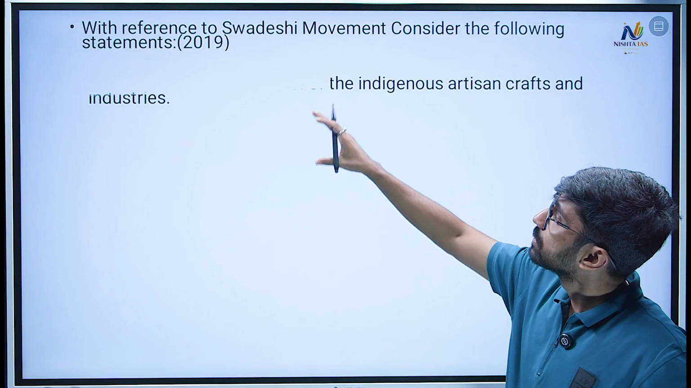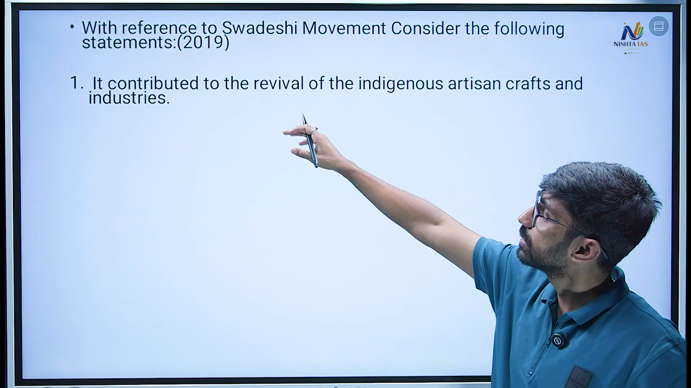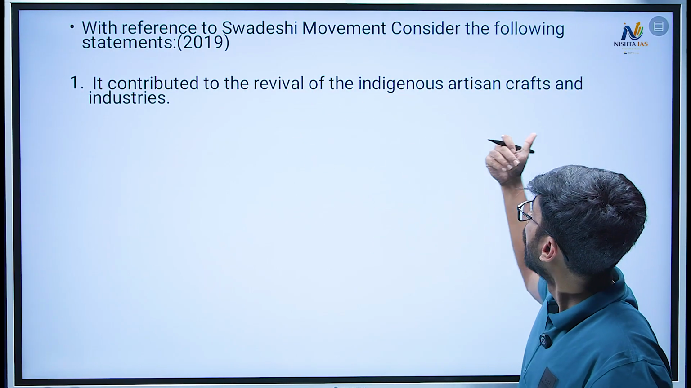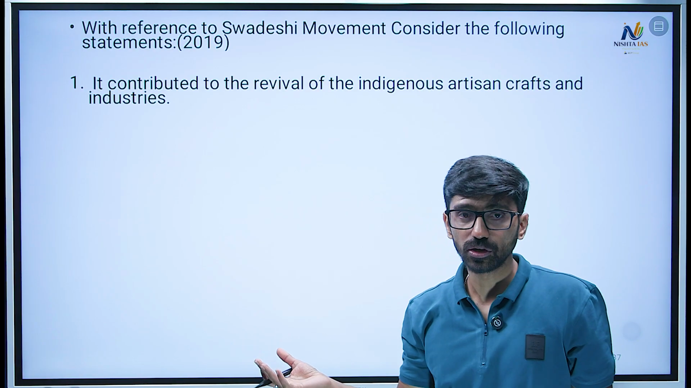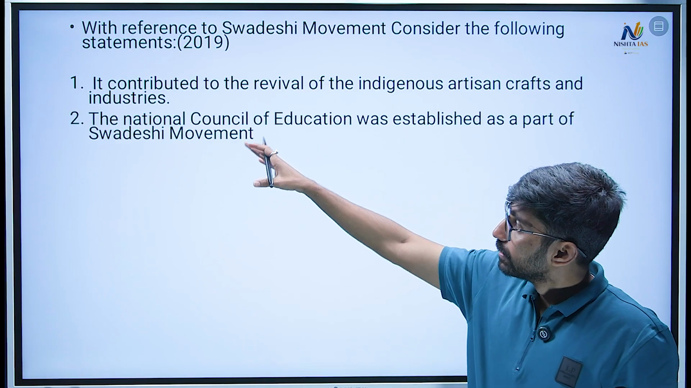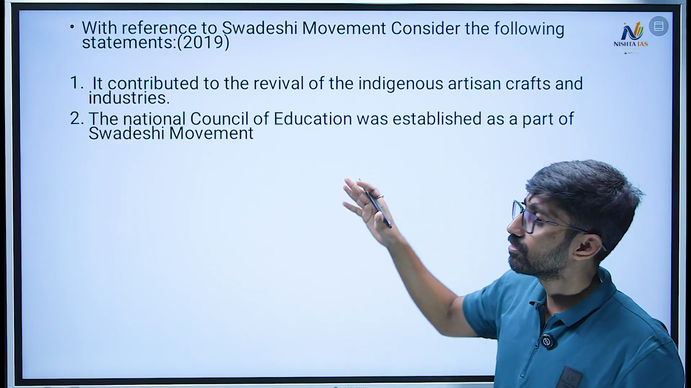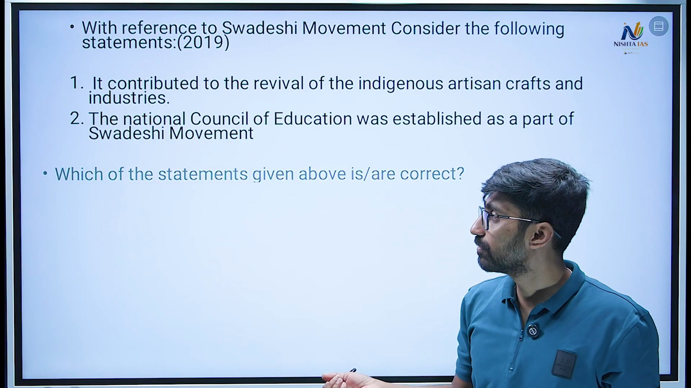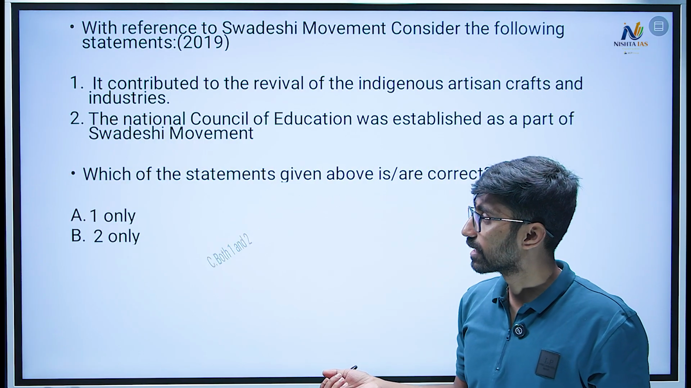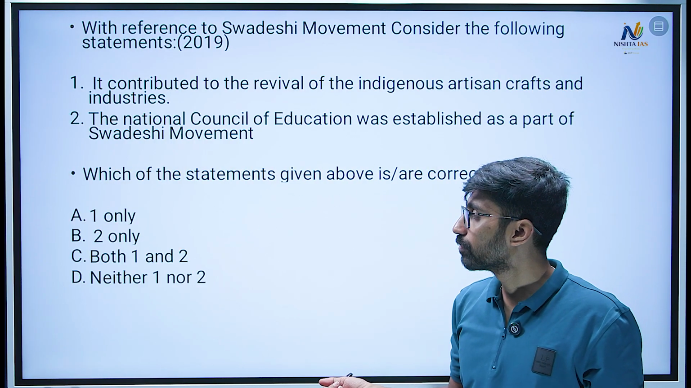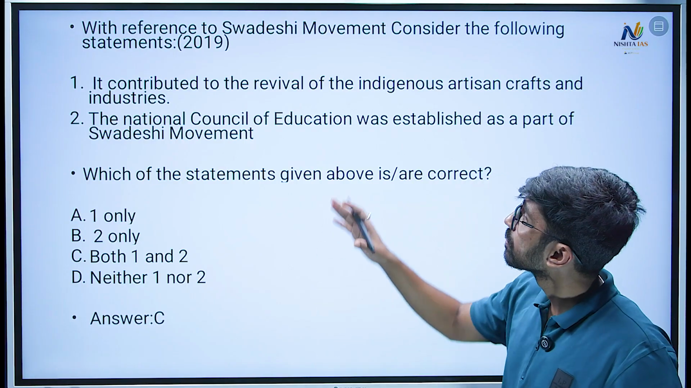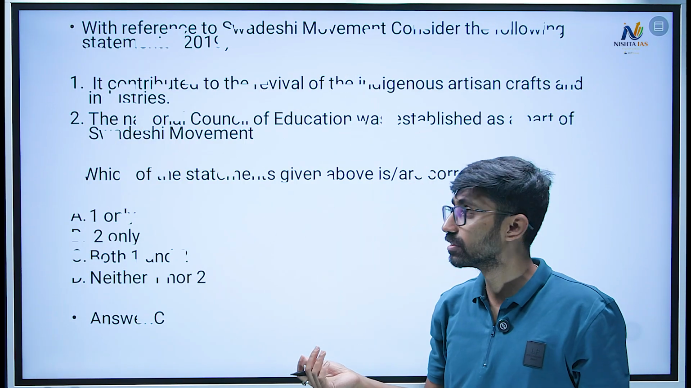That is one question that is asked. Then again in 2019, with reference to the Swadeshi movement, consider the following statements. It contributed to the revival of indigenous artisan crafts and industries. Swadeshi means that only. National Council of Education was established as a part of the Swadeshi movement. Yes, national education was given importance. Which statement was correct? 1 only, 2 only, both 1 and 2, neither 1 nor 2? That is C. So this is 2019, again one repetition.